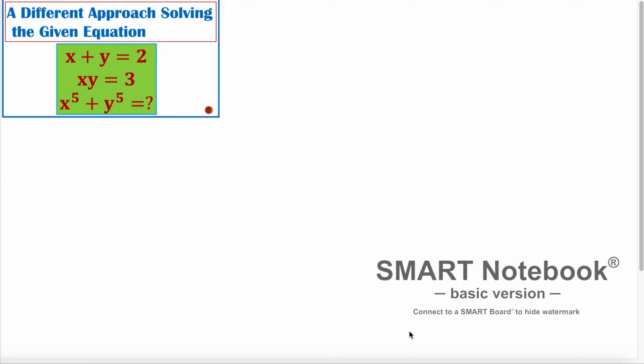Of solving the given equation. So this equation you see is solved on other websites and other channels, but they solved it a little bit differently. So I'm trying to take a different approach.